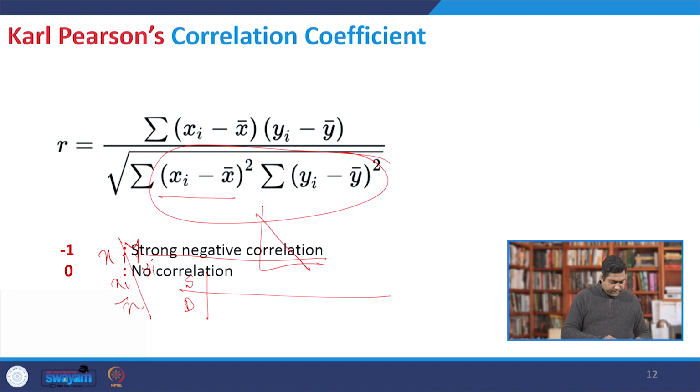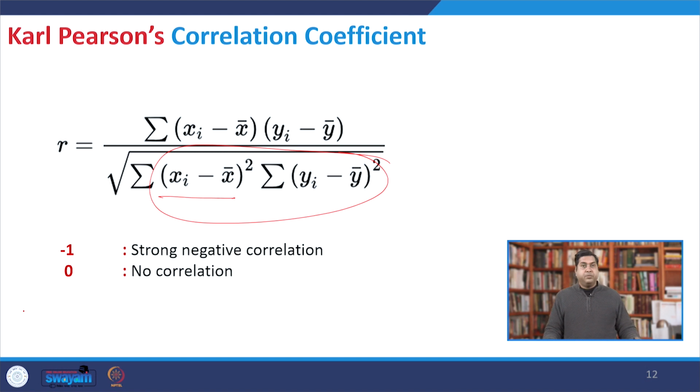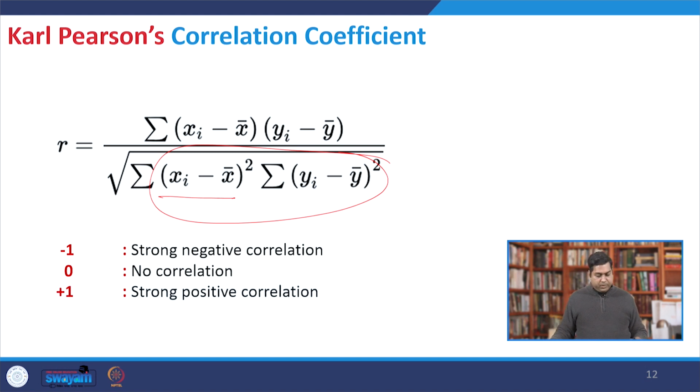So, maybe in this case I just erase this part for your clarity. And then if there is a strong correlation between two variables the value will be plus 1. So, this is ideal, but normally you will not get values like 1. It is only possible when all the values match each other, like an increase in one actually increases the other.